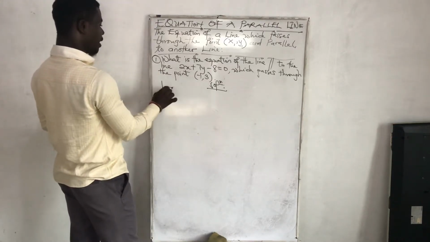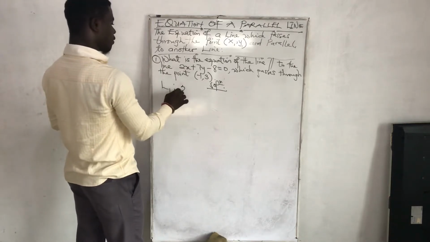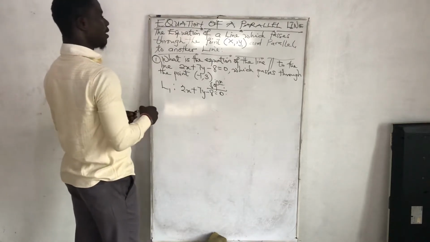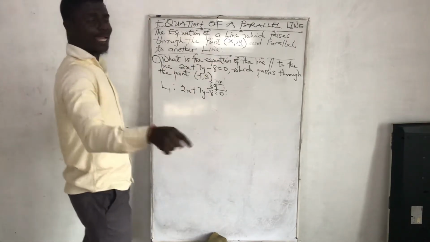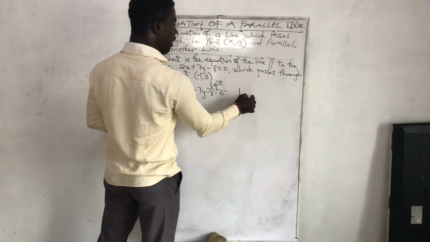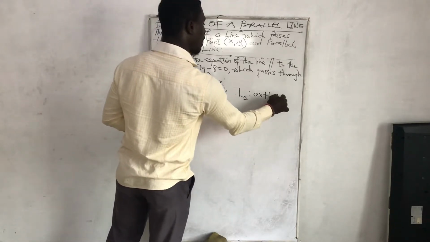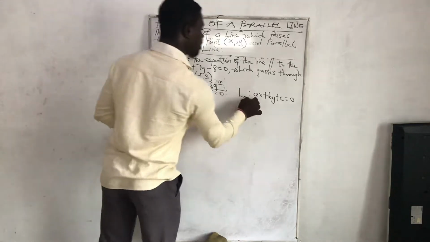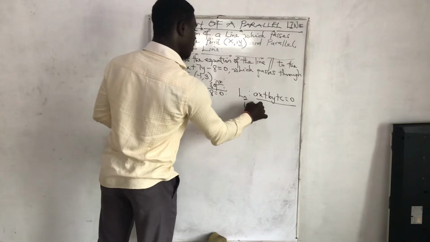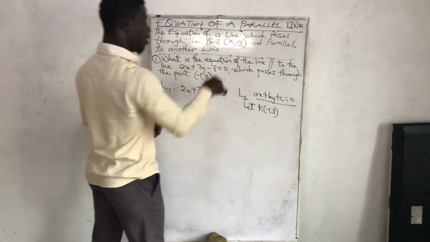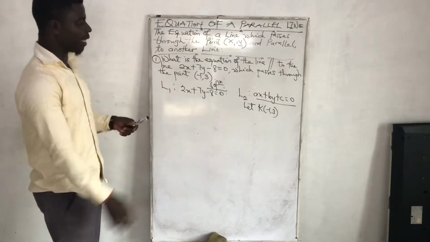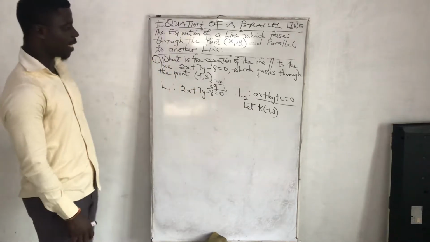We have our first line, L1, such that 2x plus 7y minus 8 equals 0, right? And they are telling you that the equation you are going to find passes through that point. So we can say that L2, whose equation we don't know, is ax plus by plus c equals 0. Let's say K(-1, 3) is the point that L2 passes through.